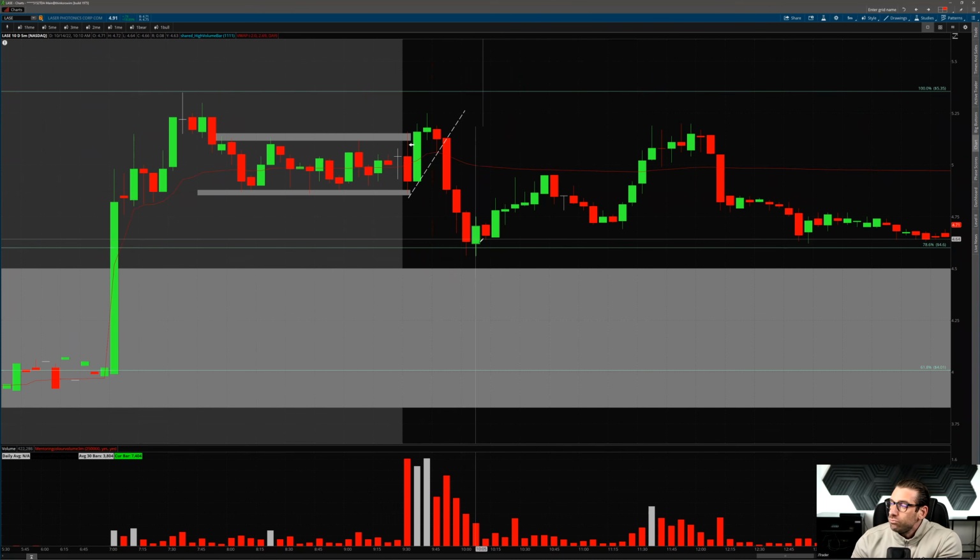Now, how to know that this fib level will hold? The volume tells us. And how does it tell us? Well, we have a double bottom. You can see that on this breakdown, we don't have high volume like we had over here, right? Over here, we have a breakdown on this VWAP break, and the volume rises. So high volume, big selling pressure means continuation of the move.